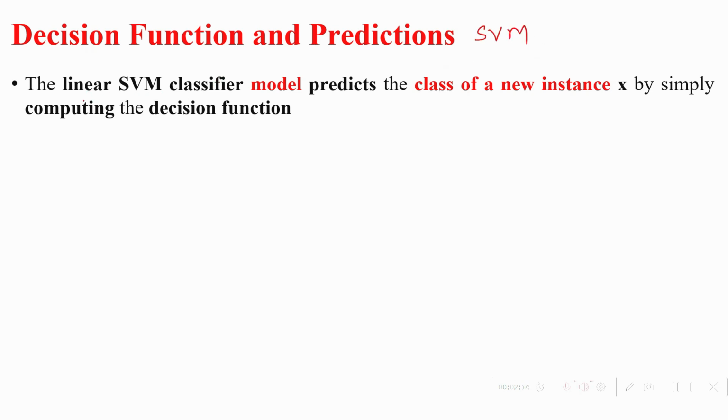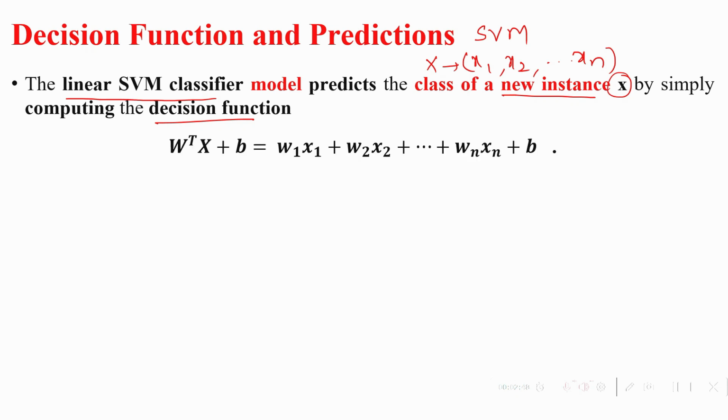So here the linear SVM classifier model predicts the class of a new instance x. The x is nothing but one instance that contains a number of features like x1, x2 and so on up to xn. For these features, we have to predict the corresponding class label with the help of a support vector machine classifier. Simply, that model is called a linear support vector machine classifier. By applying the decision function, we predict the corresponding class label.